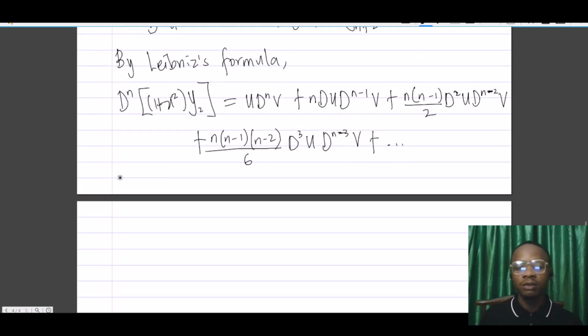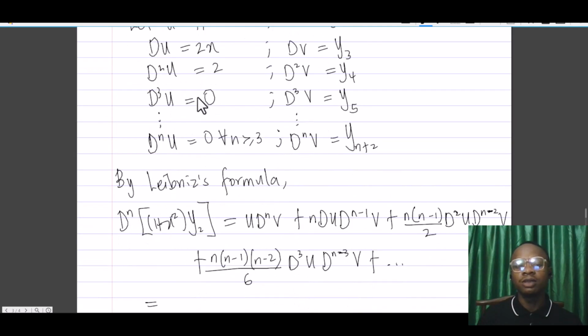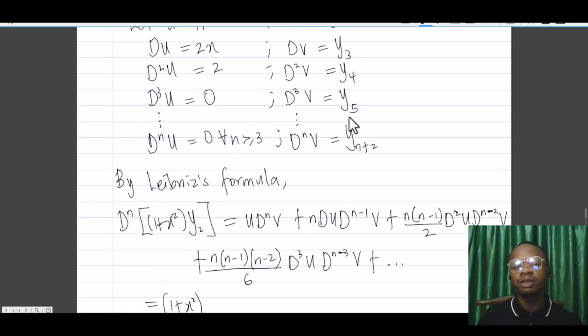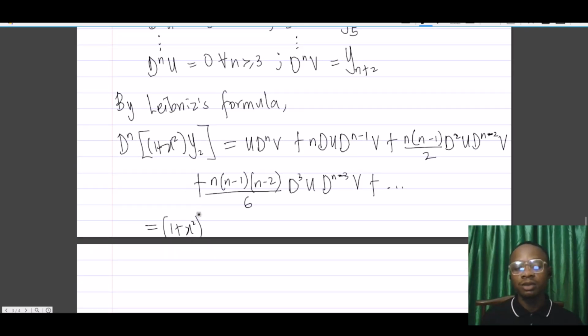So this is just going to be by making substitutions now. We already know our u to be 1 plus x squared, so we'll use that here. This is going to be 1 plus x squared, then the nv, we already know the nv to be y into n plus 2. So this is multiplying y into n plus 2. Then the next thing is plus n into u', we already have u' to be 2x. So this is n into 2x multiplied by the n minus 1 v. We know the nv is y into n plus 2, so the n minus 1 v will be y into n plus 1, just subtracting 1 from this.